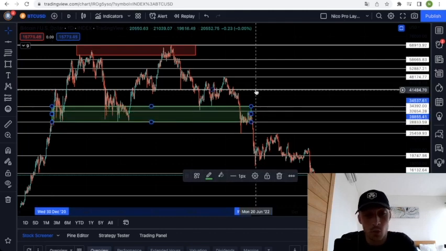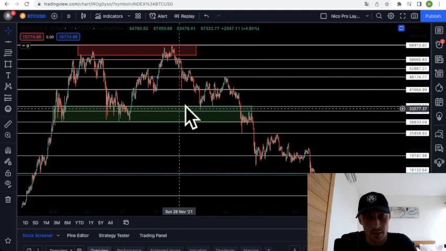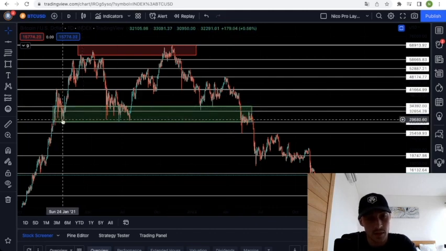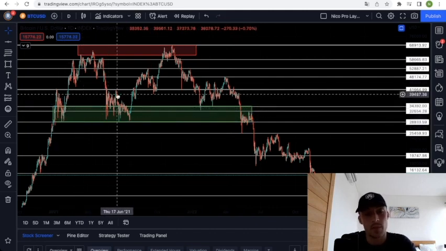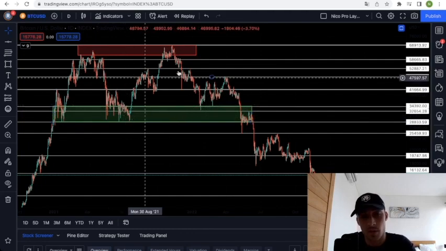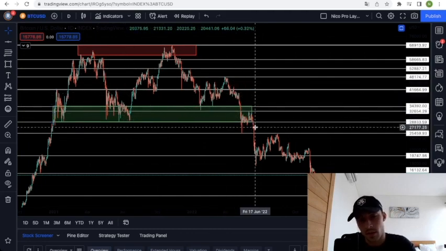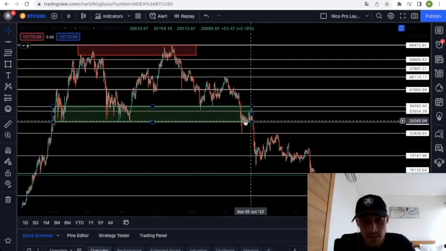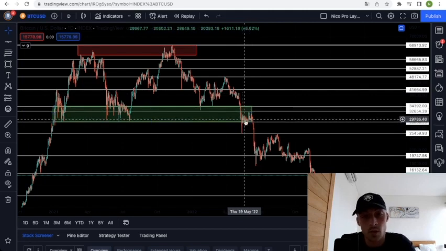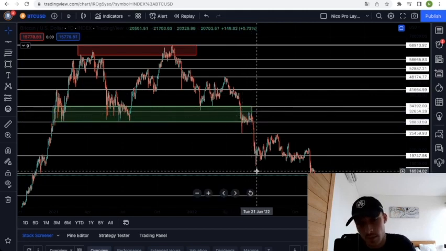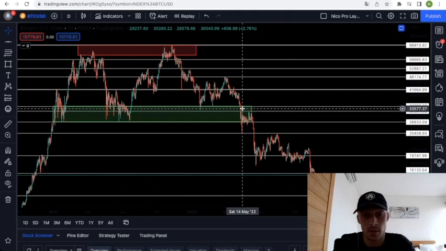I could make it more precise now, but I think you get the point. This is an area where people like to buy. When it comes to this area, they buy. Down here they buy, down here they buy. Here we came down, this is a different reason, but still we had some support here. So it wasn't easy to get down through this level. This is a very important level in my opinion.